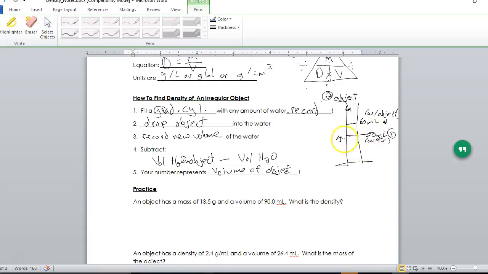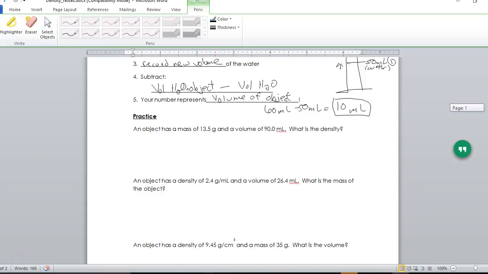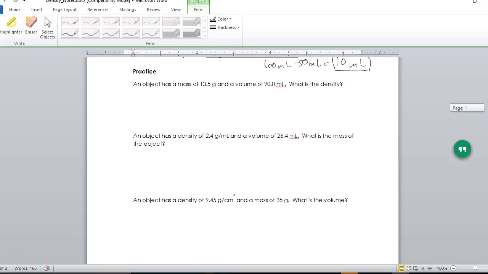So in our situation here, we would have 60 milliliters minus 50 milliliters. So the object has a volume of 10 milliliters. So then you'd be able to use this to calculate density, if you're given the mass as well. All right, so you're going to be doing that in the lab. We're going to do that in one of these problems here.